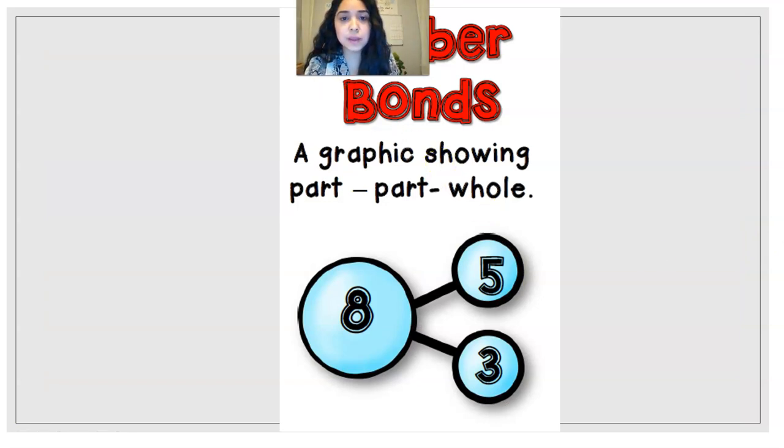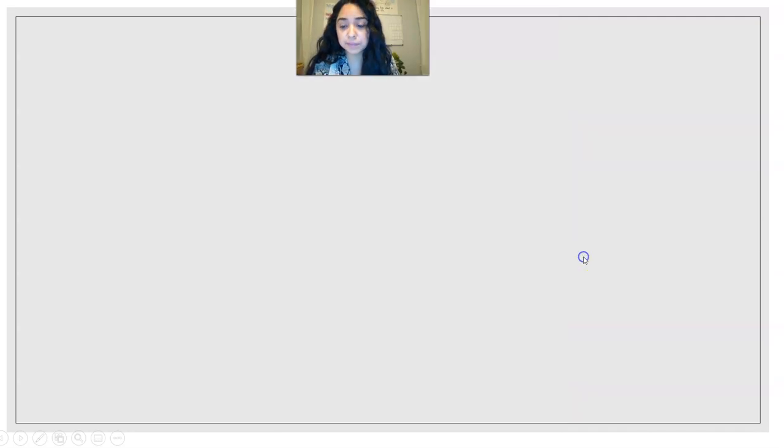Okay, another vocabulary term that we learned was using number bonds. Remember that number bonds are a picture and they show parts of a whole. So for example, we have the number 8 right here and we make a number bond. So we think of two numbers that we can put together to make the number 8. So the person right here came up with the number 5 and the number 3, and they made a number bond for the number 8. So we're going to be using some of these number bonds today.